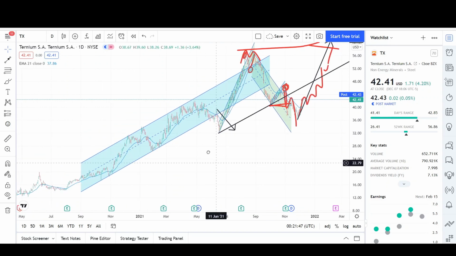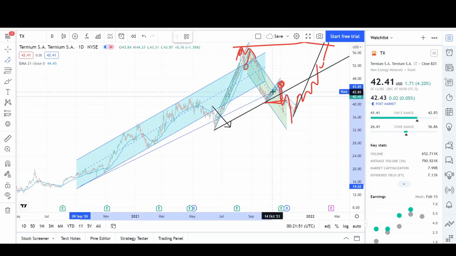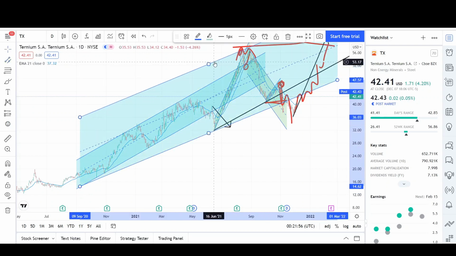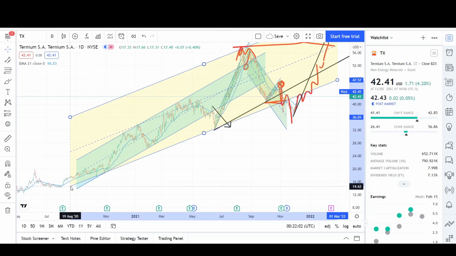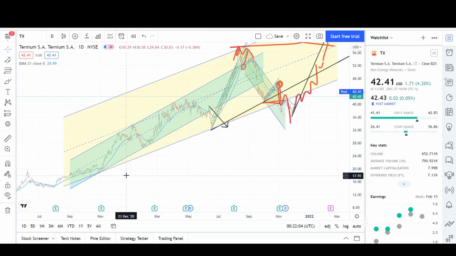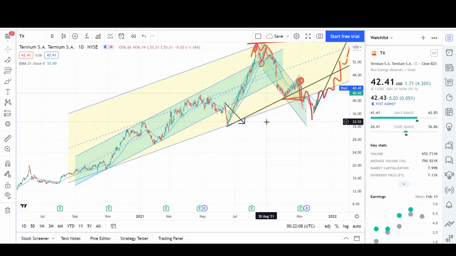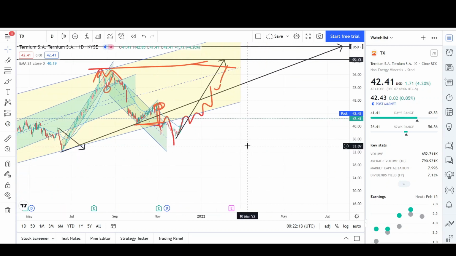This could just be a smaller channel inside of a bigger channel, something like that. Let's go ahead and make this one yellow. So that could definitely be true too. Let me just drag it up right there. So you know what I'm talking about though. Just be a smaller channel and a bigger one, and we could just be getting another leg up to a new high. So that's a possibility.